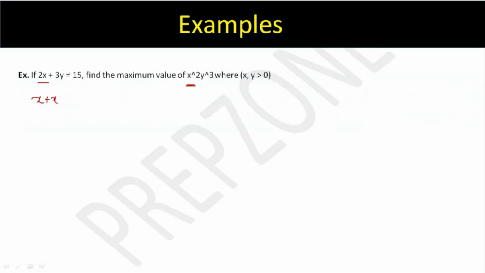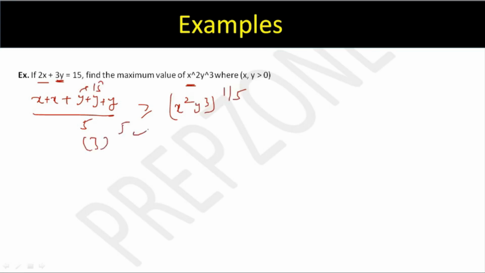x plus x. Similarly, y cube, break it into three parts: y plus y plus y. By 5 has to be greater than or equal to x square into y cube to the power 1 by 5. This is 15. 15 by 5 is 3. 3 to the power 5 is your value.